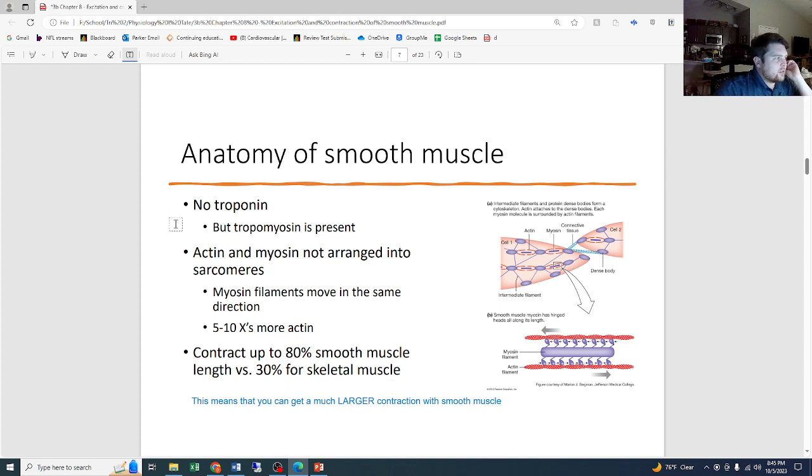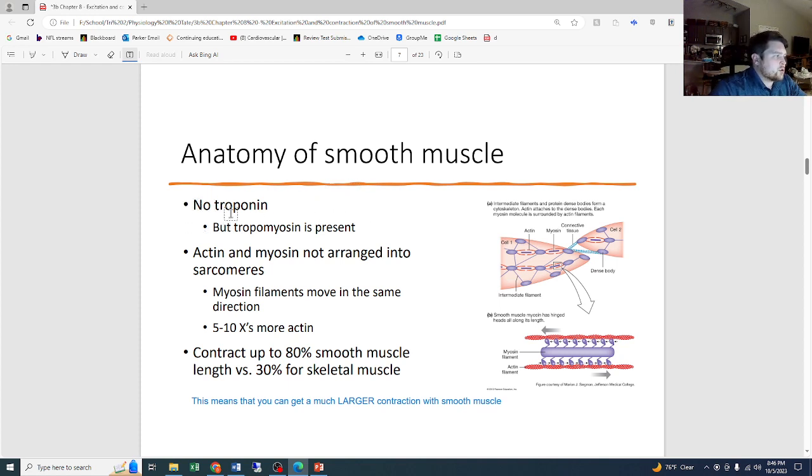Continue with the anatomy. There is tropomyosin present, but there is no troponin. So this is a little bit different than the skeletal muscle. In skeletal muscle, we had the three different parts of troponin bound to the tropomyosin, and when the calcium would come in, it would all move and rearrange and shift to allow the actin and myosin to bind. But in smooth muscle, we have a little bit different process.